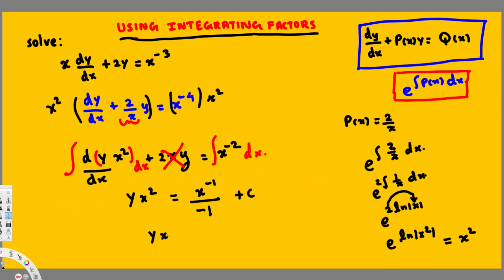y x squared is equal to minus 1. x power minus 1 is going to be 1 over x. So we can write this one as minus 1 over x is the same thing, plus constant. Now we have to bring this x square to the other side, so this is going to be minus 1 over x cubed plus c over x square, and this is going to be the general solution of this differential equation.